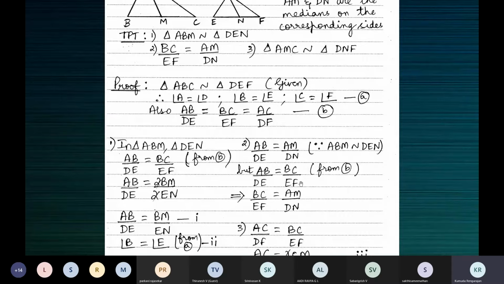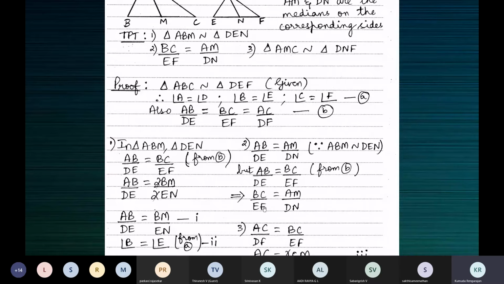The same thing is equal to this also. That means BC by EF is equal to AM by DN. It's like A is equal to B, but A is also equal to C. So B is equal to C. This is common, right? So call this A. A is equal to B. The same A is equal to C. A equals B, A equals C, which means B is equal to C. These two are equal. So we proved the second result.